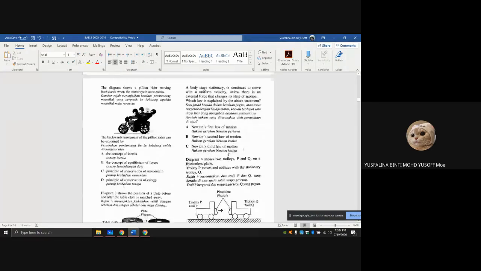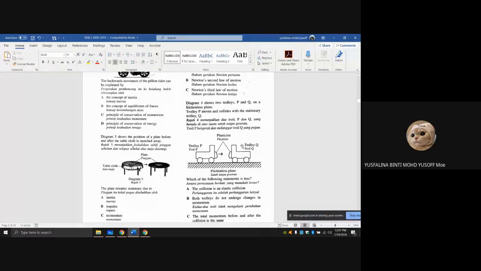Alright, the next one. The diagram shows a pillion rider moving backwards when the motorcycle accelerates. The backwards movement of the pillion rider can be explained by inertia. You have to remember that sometimes they don't put inertia, they put Newton's first law. Newton's first law is actually inertia.